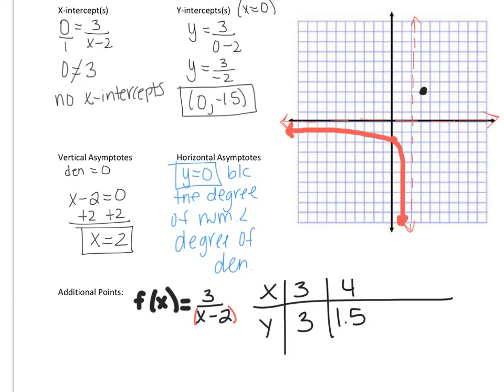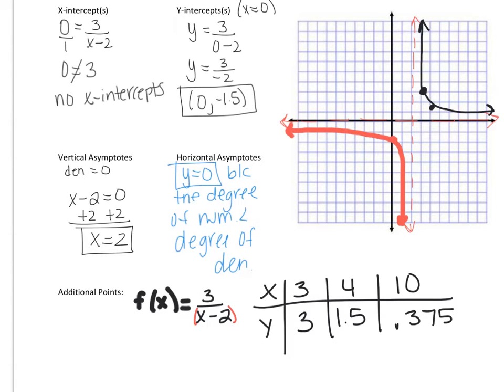So 1, 2, 3, 4. 1.5 is about there. And it looks like as you keep going, so like when x is even 10, it's 0.375. So it looks like it's getting smaller and smaller and smaller. So you could tell that my graph is going to look something like that. And that is your equation.